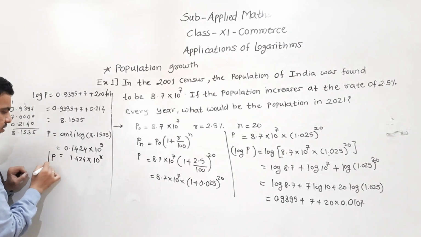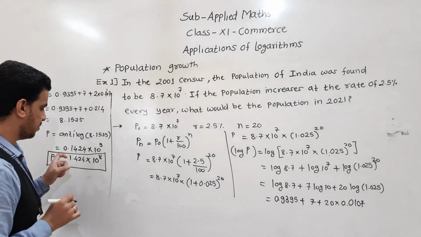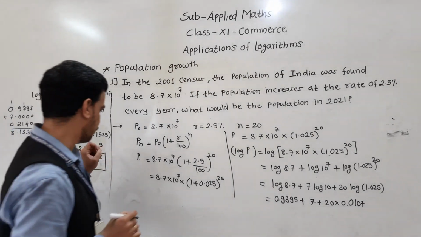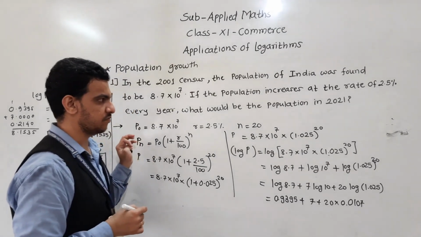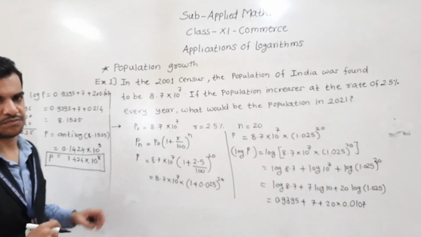So in 2021 the population is 1.424 into 10 raised to 8. Understand this. Now we will take the second example.